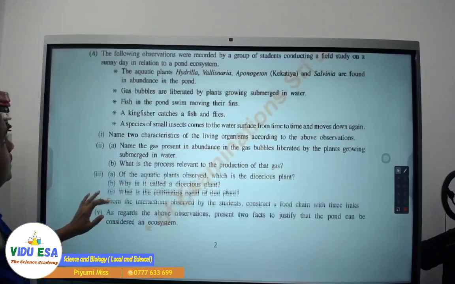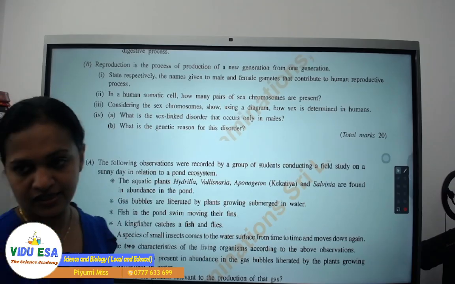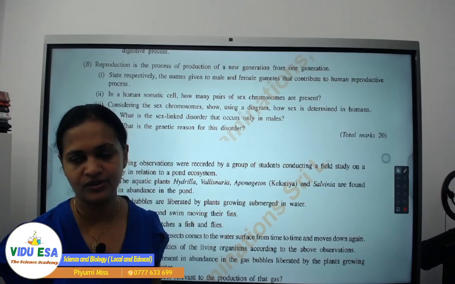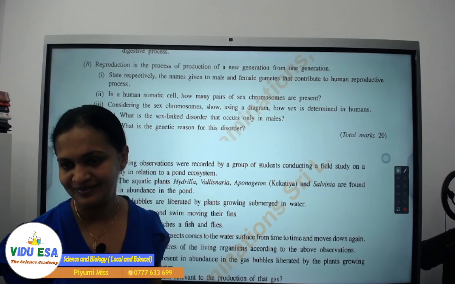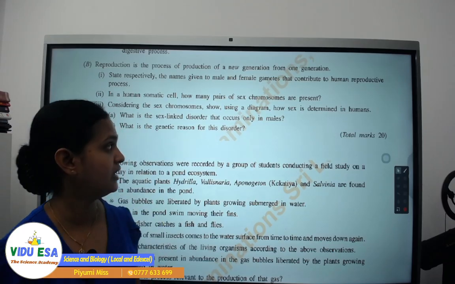In the 4th part, you are asked, what is the sex-linked disorder that occurs only in males? You have learned about only 2 sex-linked disorders, hemophilia and red-green color blindness. Out of these 2, what is the one present only in males? Yes, hemophilia, 1 mark.